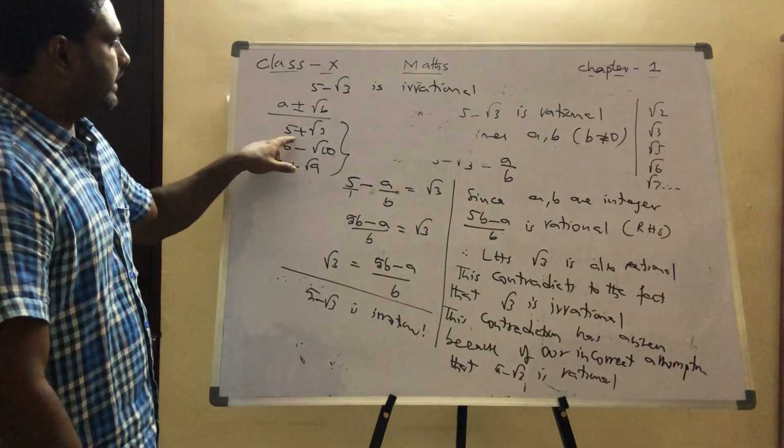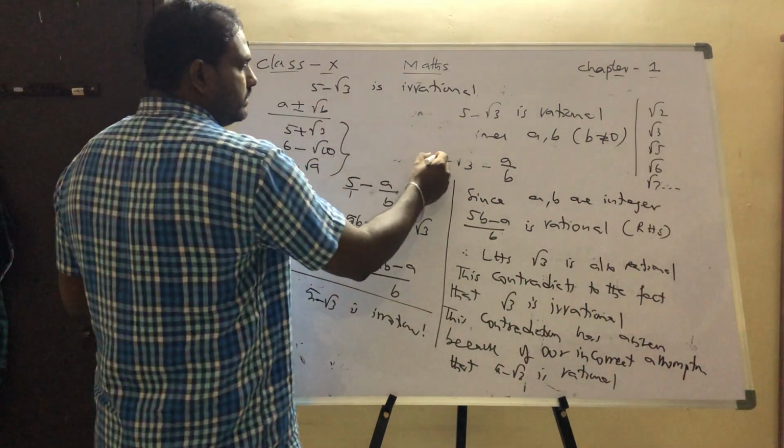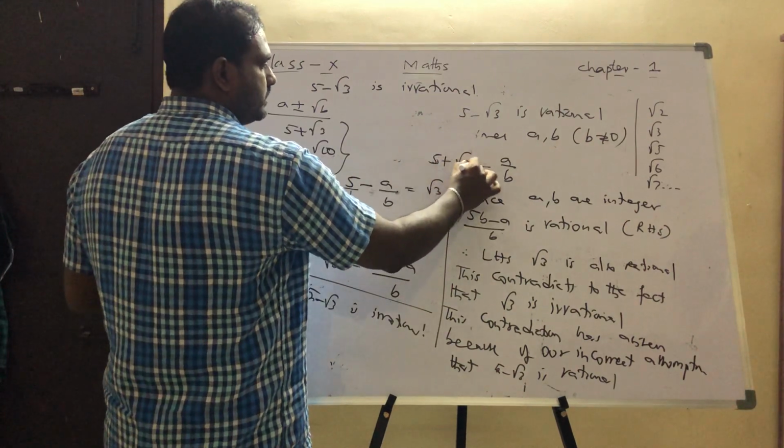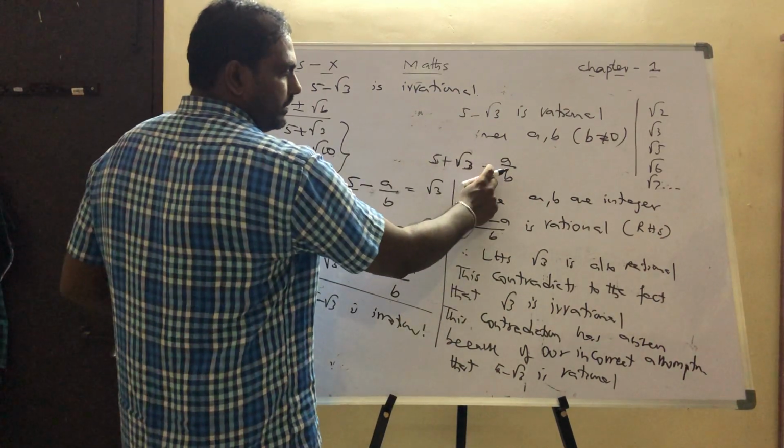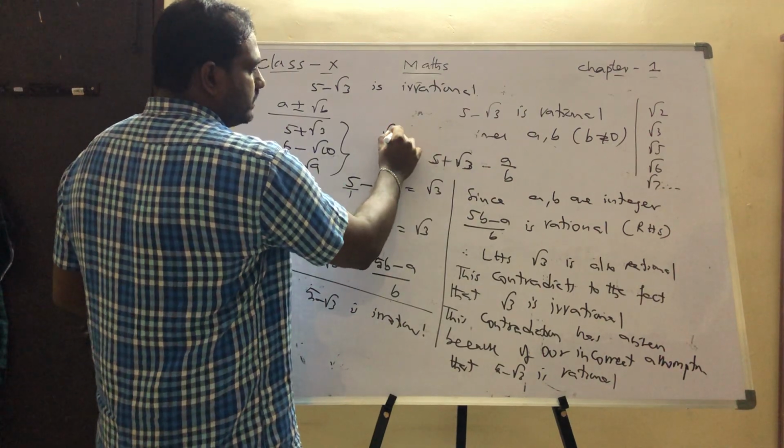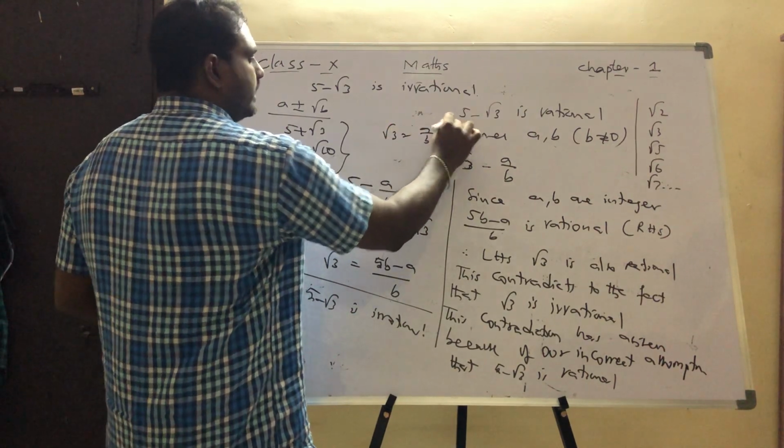What we have to do? For example, if 5 plus root 3 is taken, how will we do it? 5 plus root 3 is equal to a by b. Now I want root 3 alone. Root 3 is equal to what happens? a by b minus 5.